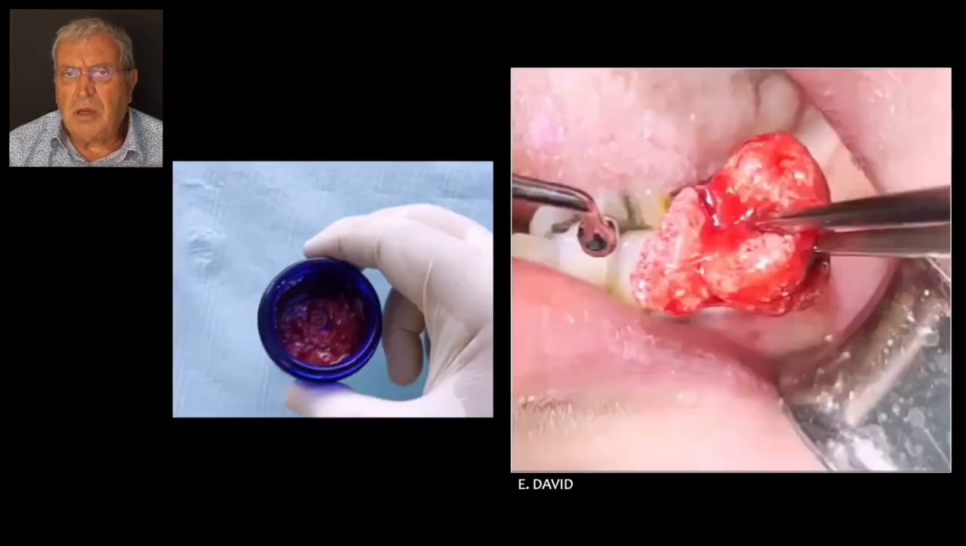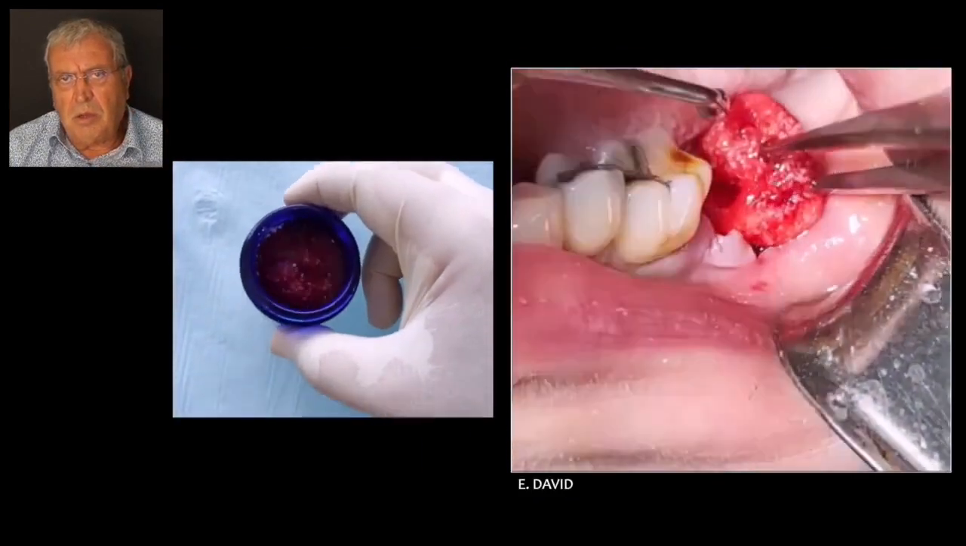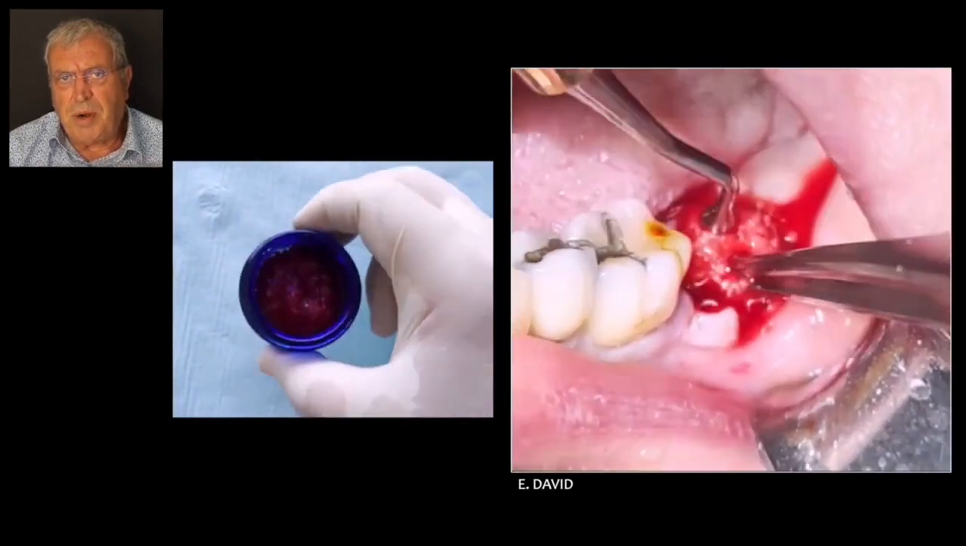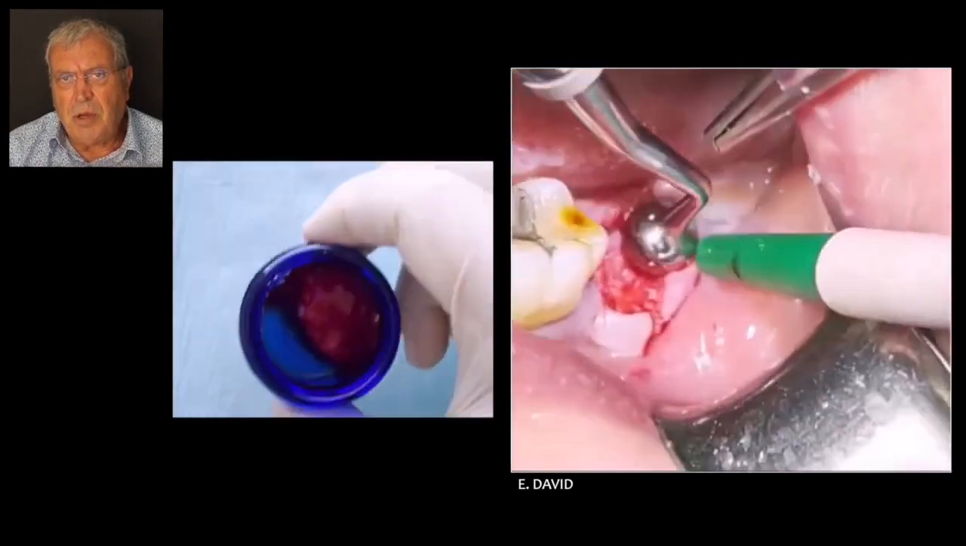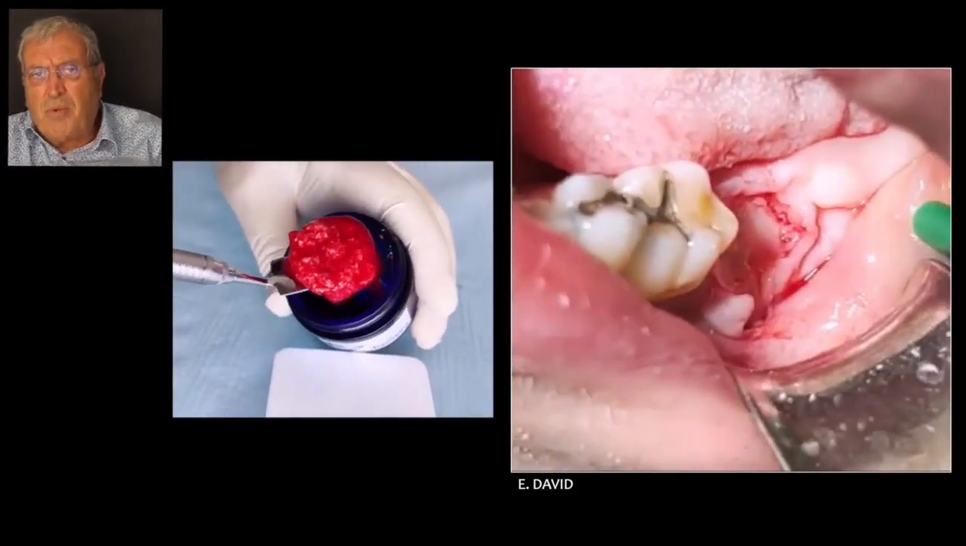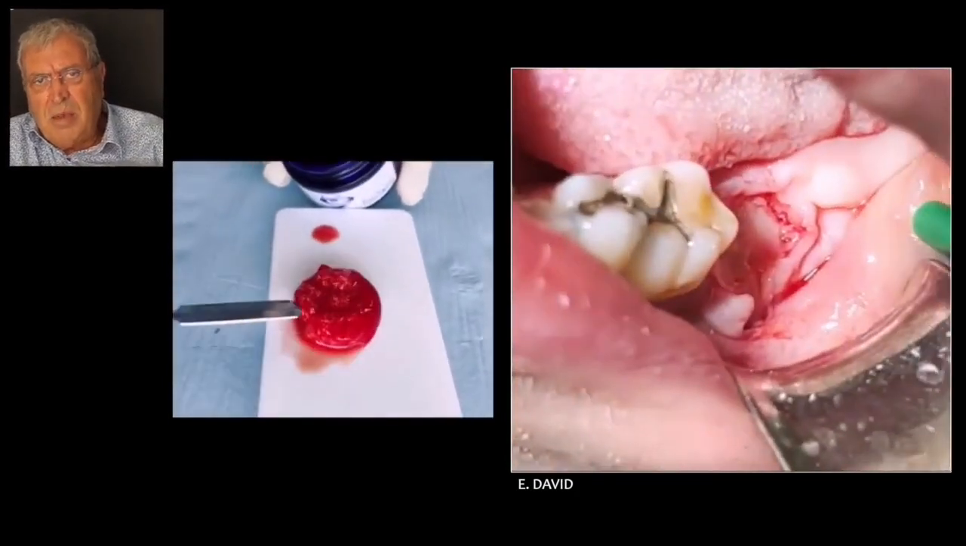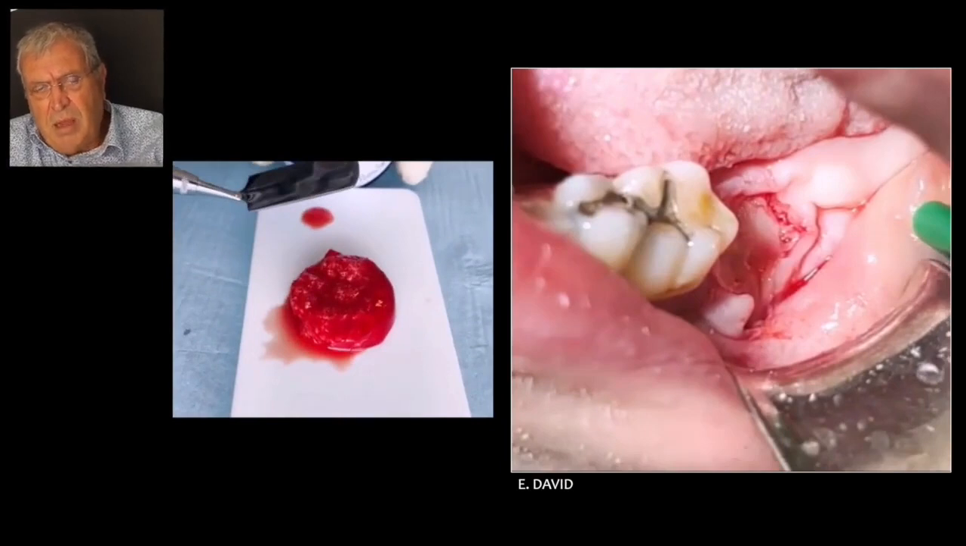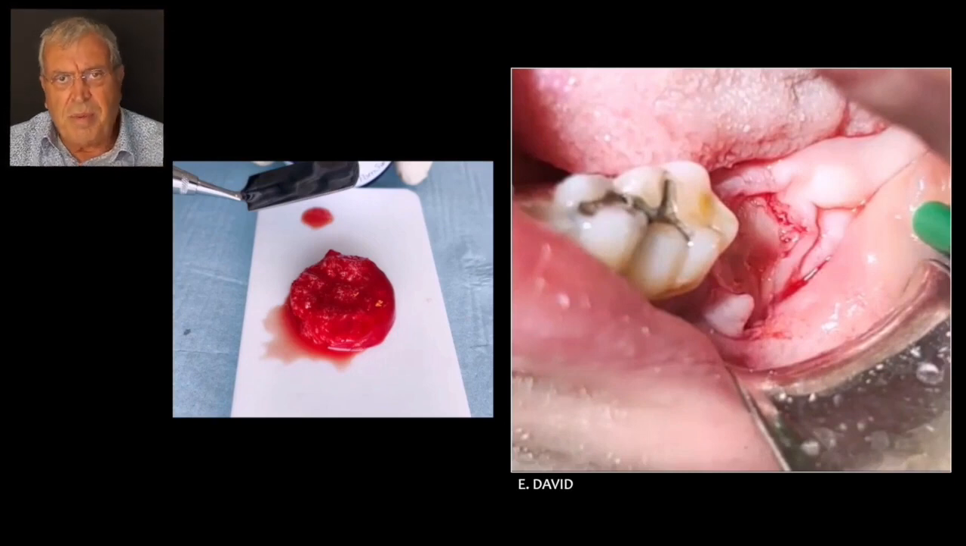But we can use the palm swing in order to prepare a sticky bone very fast, in only a few seconds. We name it the sticky bone express. And then this sticky bone is for filling any kind of site, the socket, or a bone augmentation with a mesh, for example.